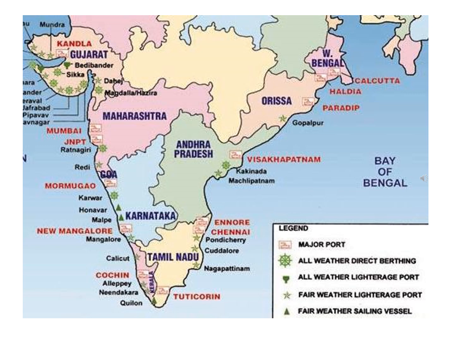Mangalore, Kozhikode, which is shown here as Calicut. Kozhikode is the new name. Marmagao, Mumbai and Kandla. In this, Mumbai is the biggest port in India.